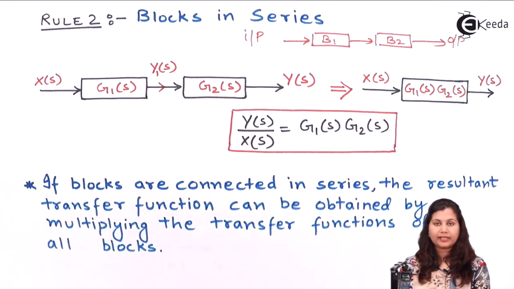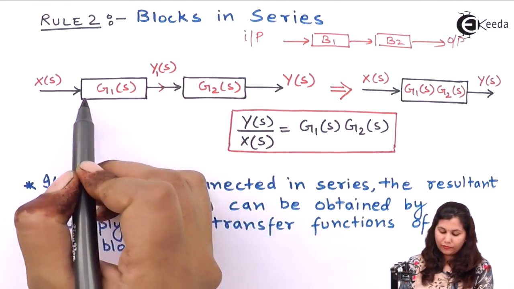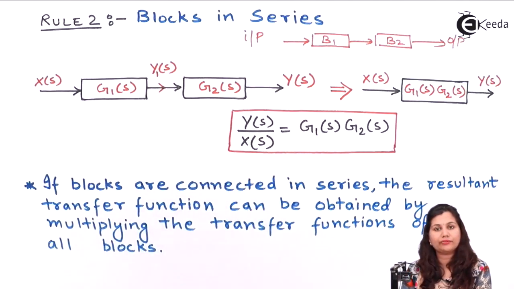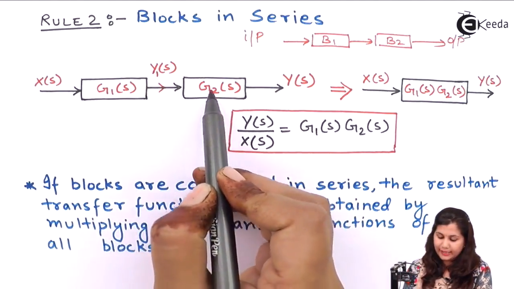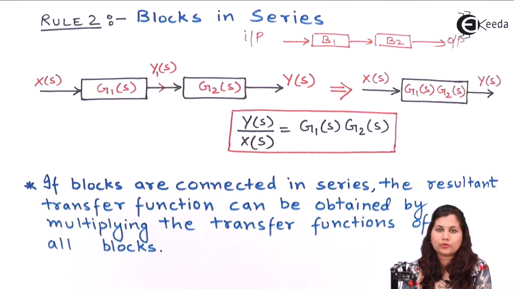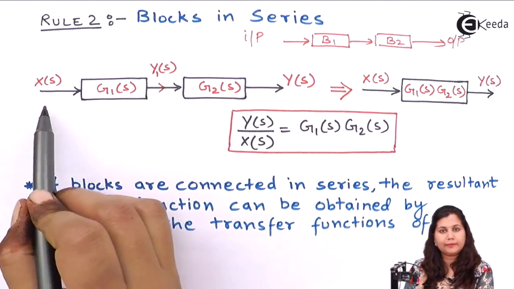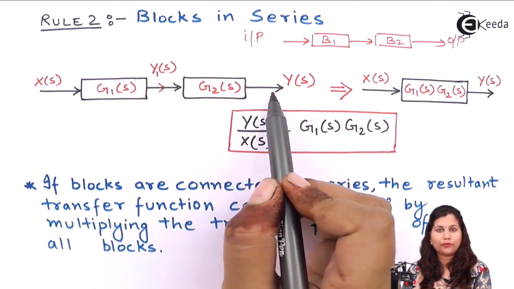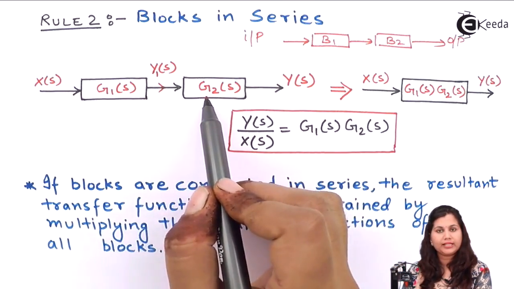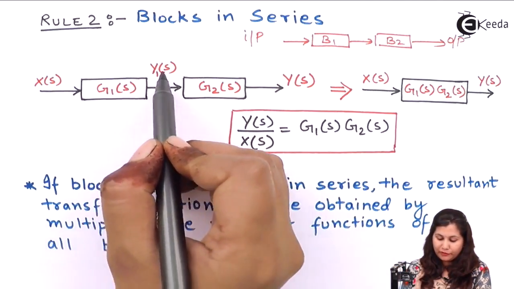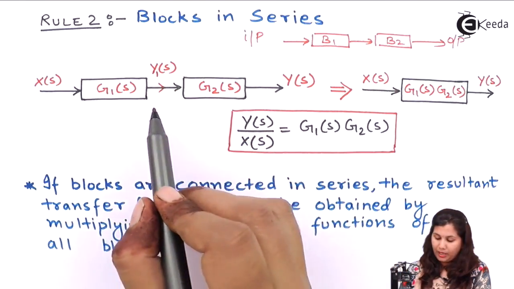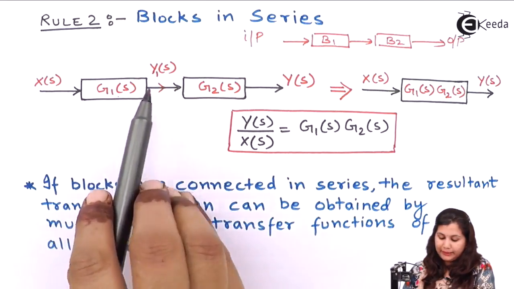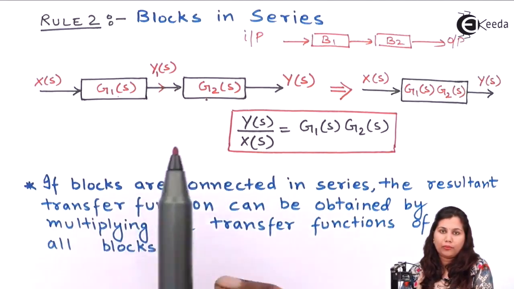Here we have taken an example where two blocks are connected in series. Block 1 has the transfer function G1(s) and the second block has the transfer function G2(s). X(s) is the input to the entire system, and Y(s) is the output of the system, or we can say the output of the second block. The output of the first block is Y1(s).